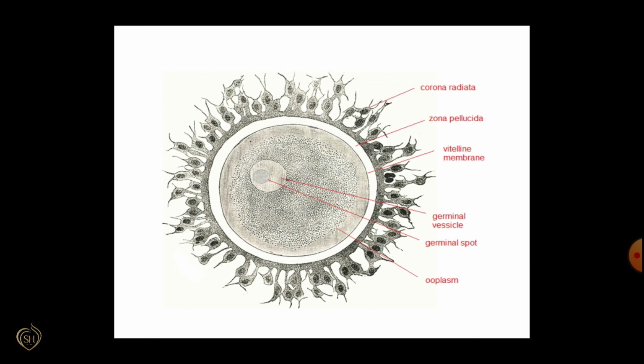The membrane of the egg is called the vitelline membrane. The nucleus of this secondary oocyte is called the germinal vesicle. The germinal vesicle carries the nucleolus. It is called the germinal spot. Its cytoplasm is called ooplasm.